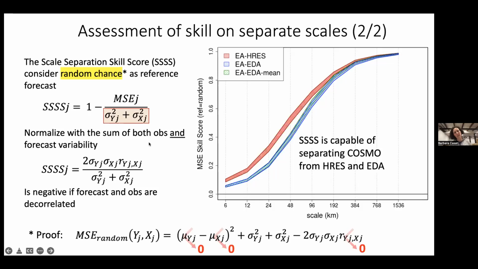So essentially, because I am normalizing also with the variability of the forecast, I am giving a chance to the products that have higher resolutions, and this skill score is more suitable for comparing products of different resolutions.